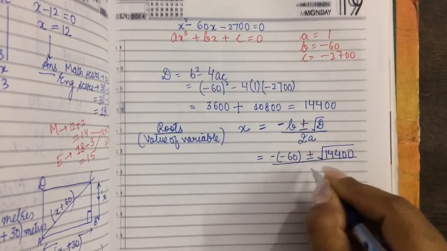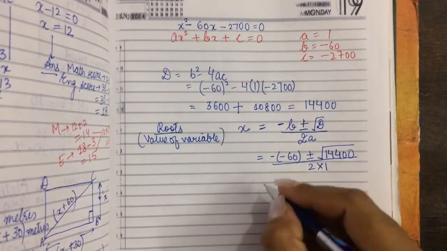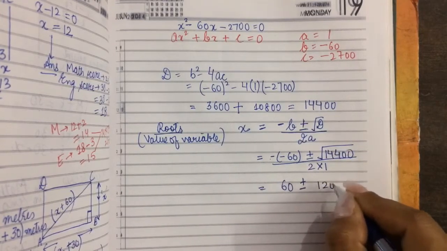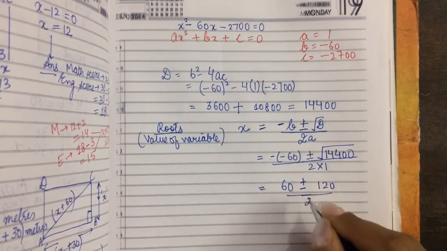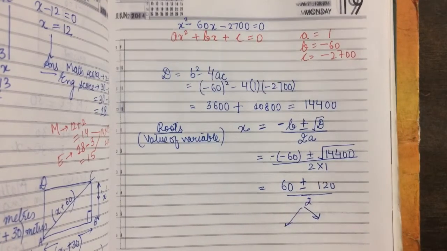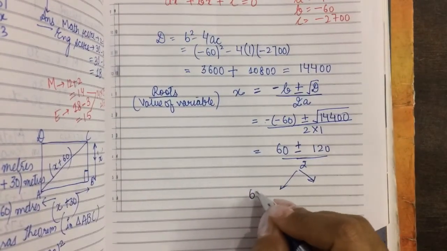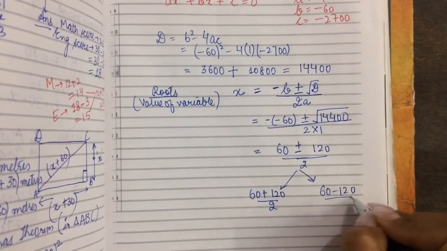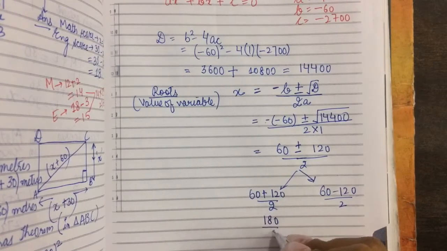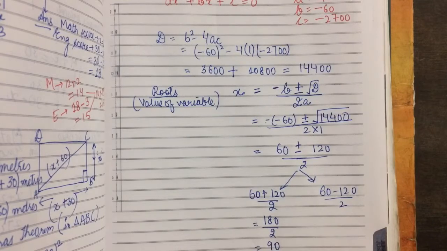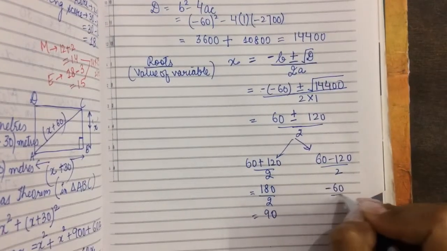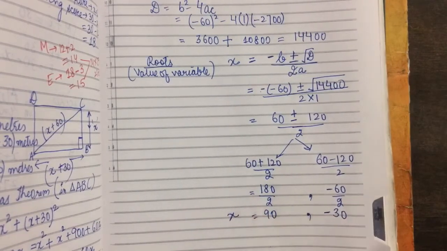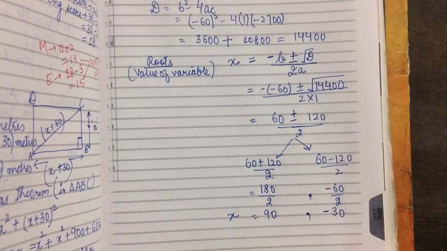14,400. In the denominator we have to multiply it with 1. This will be 60 plus minus square root of this will be 120. In the denominator I have 2. Now I will separate the two roots from here, taking one with addition and one with subtraction. So this is 180 by 2, which is 90, and this is minus 60 by 2. This will be minus 30. These are the values of x that we have obtained using the quadratic formula.